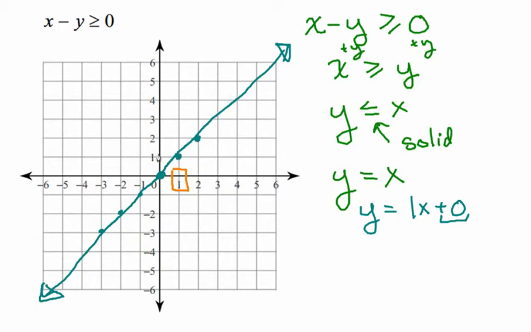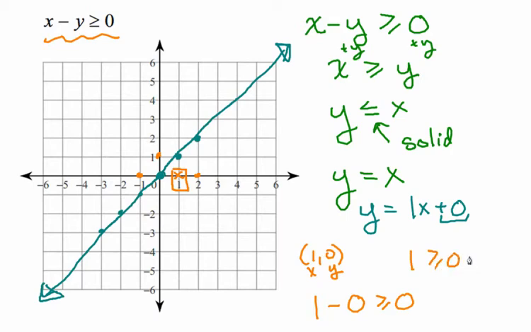I could have picked this point over here, this point over here, this point over here. I'm choosing, however, to work with the point 1, 0. Let's plug it into the original inequality. So my x value here is 1, so I'm saying 1 minus my y value of 0 is greater than or equal to 0. Well, 1 is greater than or equal to 0. Is that true? Yeah, that's a true statement. So 1, 0 is a solution. That means that this is the shaded side of the equation.